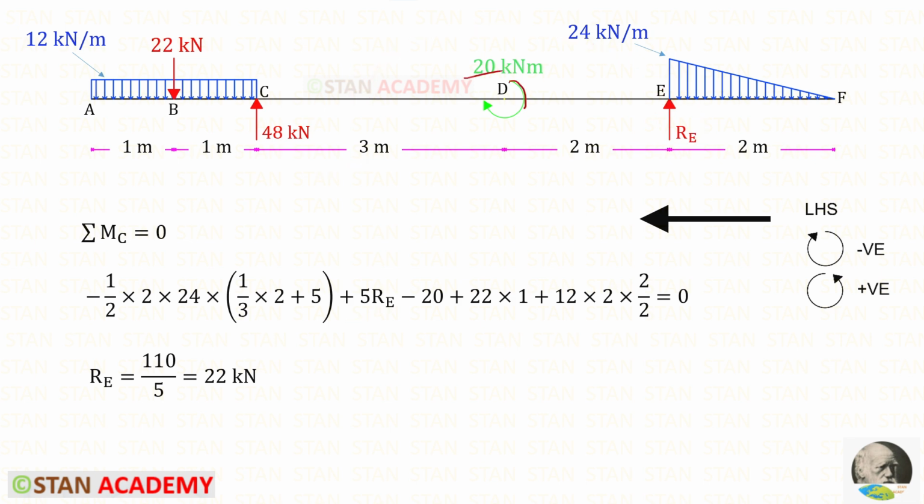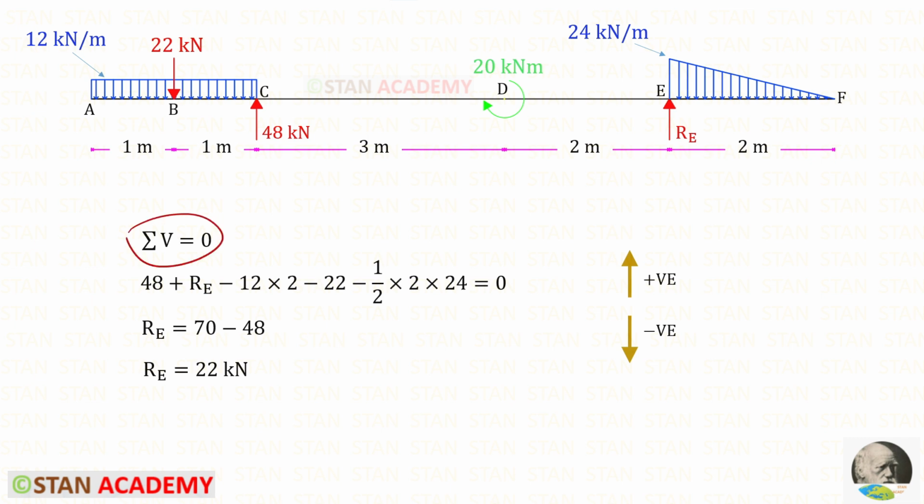This moment is acting in the clockwise direction, so it will be negative. This point load is acting in the anti-clockwise direction, so positive, and the distance is 1. This UDL is also acting in the anti-clockwise direction, so it is also positive. This is the area, and the centroid distance about C is 2 upon 2. For RE, we will get 22 kN.